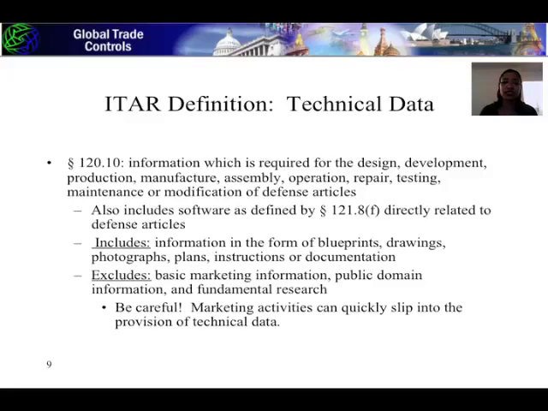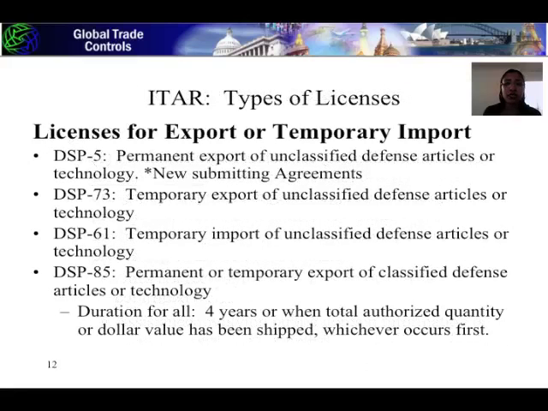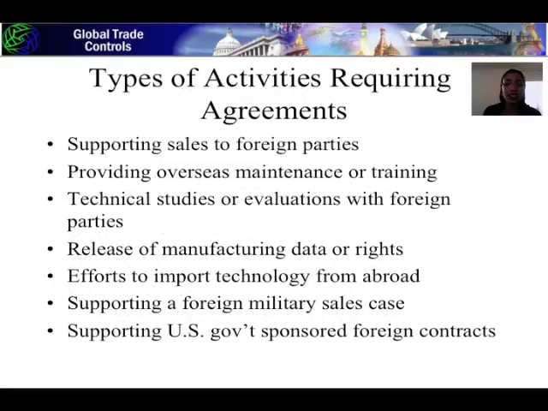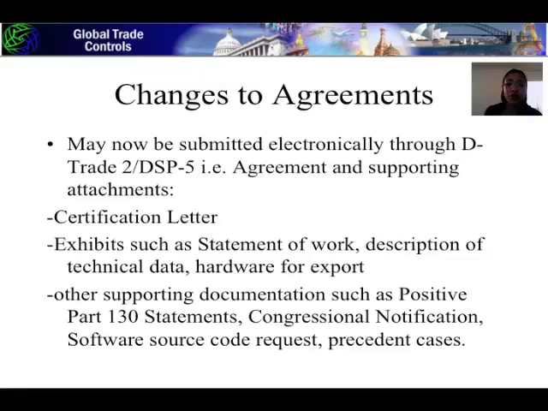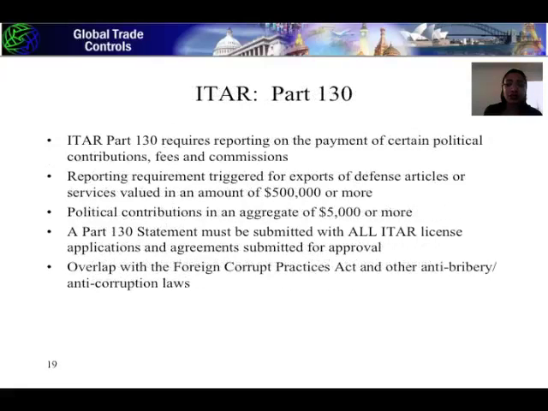A defense service is defined in ITAR 120.9 as the furnishing of assistance to foreign persons, whether in the U.S. or abroad, in the design, development, engineering, manufacturing, production, assembly, testing, repair, maintenance, modifications, operations, destruction, processing, or use of defense articles. So if you are going to be furnishing a foreign national, whether they are based in the U.S. or abroad, with technical data, you're going to need a license or an agreement for this.